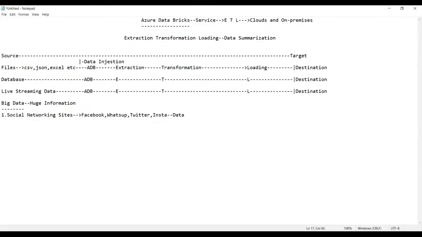So basically, this is a business, and from the business we get the data. We put the data in the form of files or whatever type you have. These files we get into ADB, that is Azure Databricks, and we perform extraction, then transformation, and then loading. And loading into what, guys? Finally, the destination.